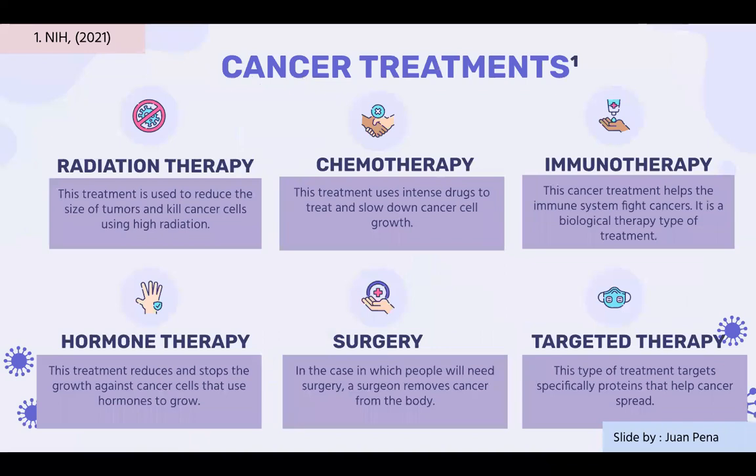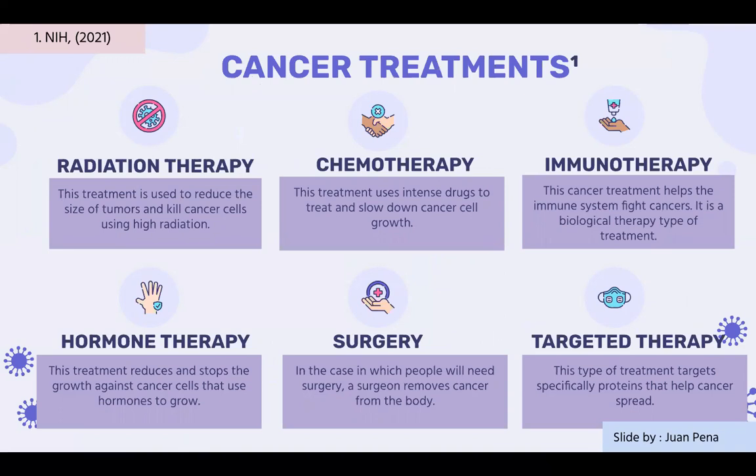There are also types of cancer treatments. There's radiation therapy. This treatment is used to reduce the size of tumors. Chemotherapy uses intense drugs to treat and slow down cancer cell growth. Next, we have immunotherapy. This cancer treatment helps the immune system fight cancers. It is a biological therapy type of treatment.